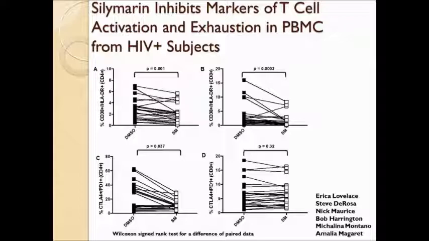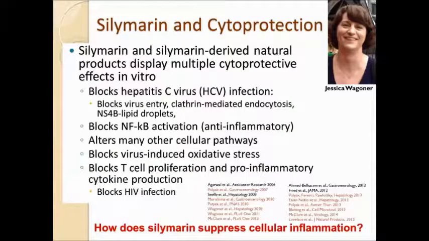So this is the sort of bioactivity that we can survey with natural products like silymarin in the lab, on liver cells and human immune cells, because we're interested in inflammation in general. But there's a whole host of other activities that silymarin does to protect cells. So we call this silymarin and cytoprotection.